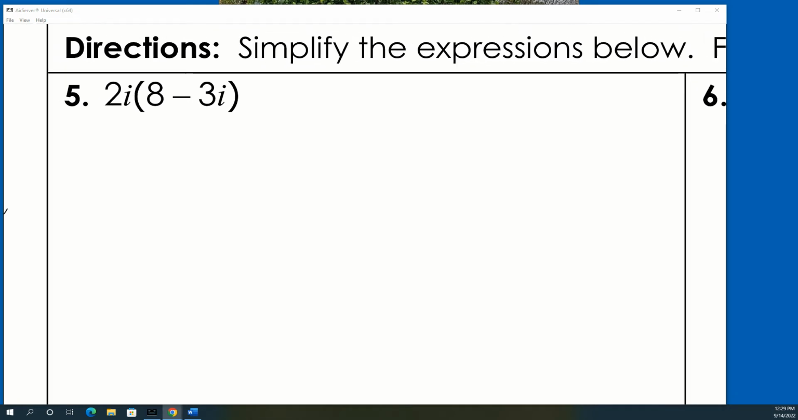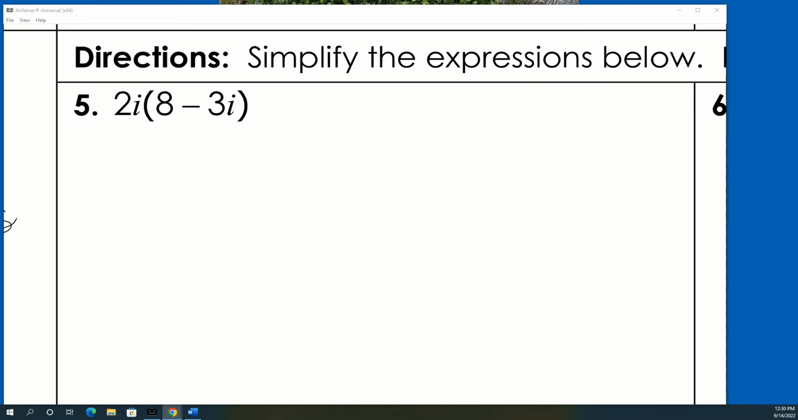Okay. So because there's no addition or subtraction between our parentheses, this is an actual multiplication problem where we're going to distribute 2i. So we're going to do 2i times 8 is going to be 16i. And then 2i times negative 3i is negative 6i squared.